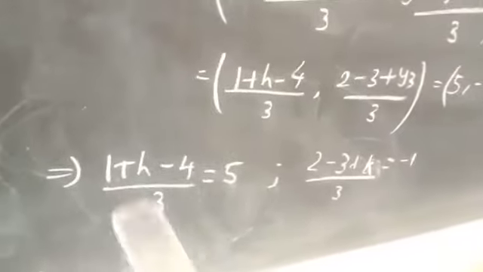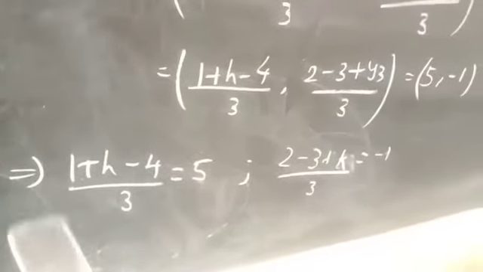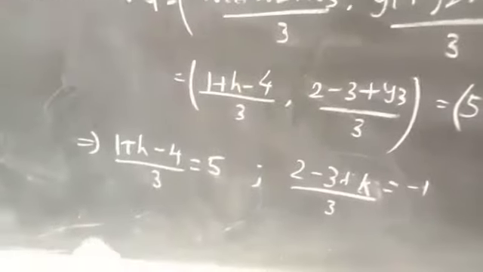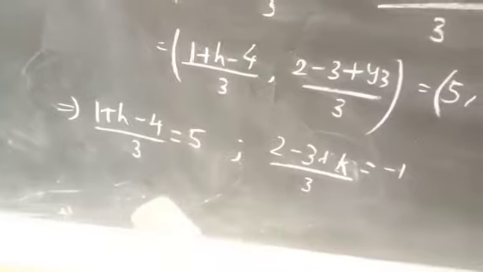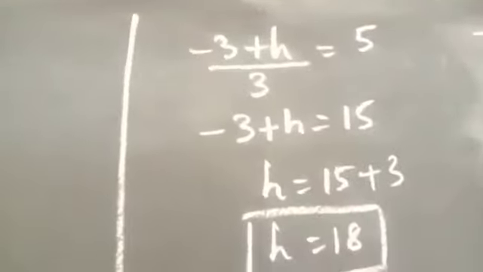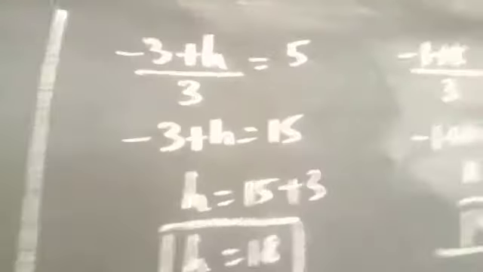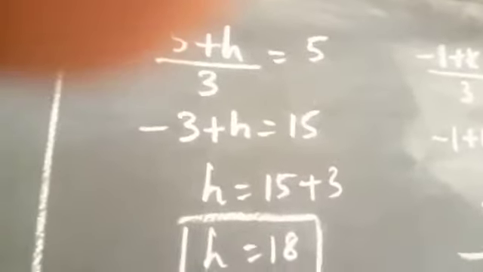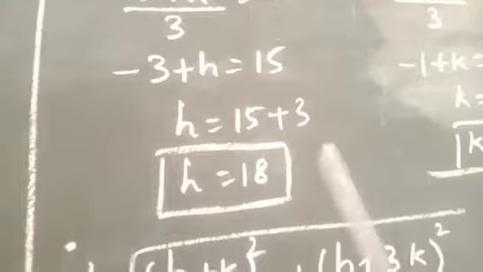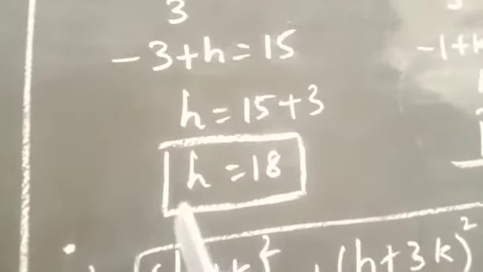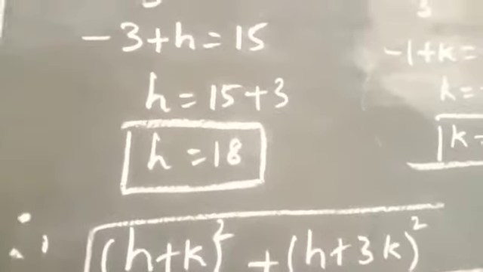Here we write it in a separate manner. So 1 plus h minus 4, that is (-3 plus h) divided by 3, is equal to 5. Here we use cross multiplication. Then we write -3 plus h is equal to 15. Therefore h is equal to 15 plus 3. Then the value of h is 18.